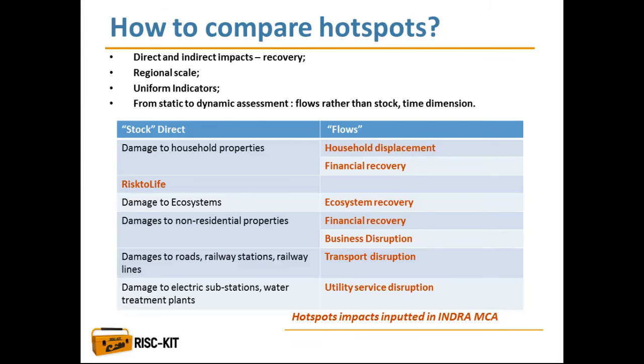How do we compare this hotspot then? Well, the table on this slide shows you the different types of indicators used in INDRA. For household property, instead of just looking at the potential impact on the property, the direct impact, the model will consider the potential impact in terms of house displacement and the financial recovery of the household. The model also considers the risk to life.